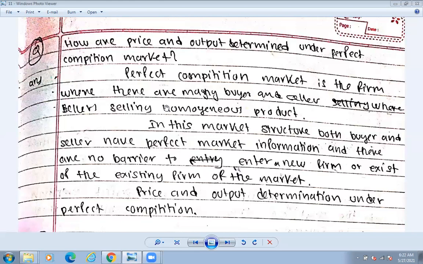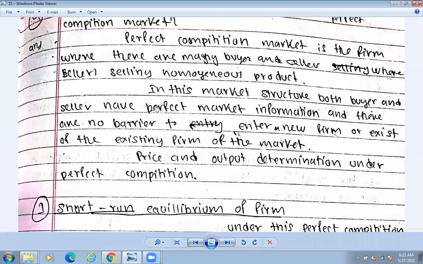If you see Coke, Fanta, Sprite, or Mountain Dew, they have a similar price label. That means for 210 rupees, the 2.25 liter cold drink will be coming, isn't it? So that is the perfect competition market, where there are many buyers as well as many sellers.